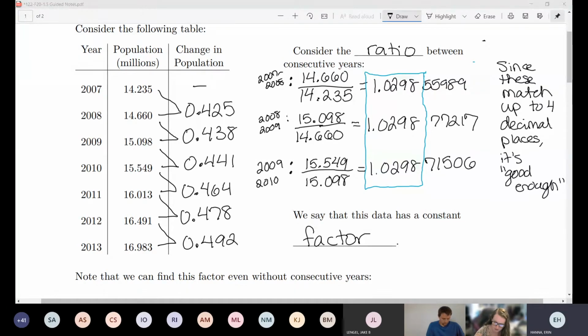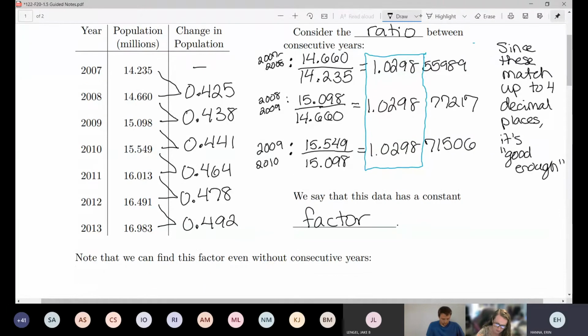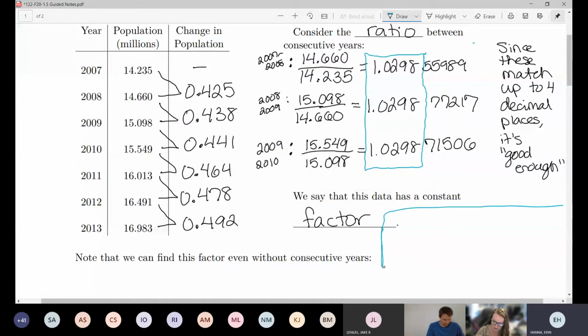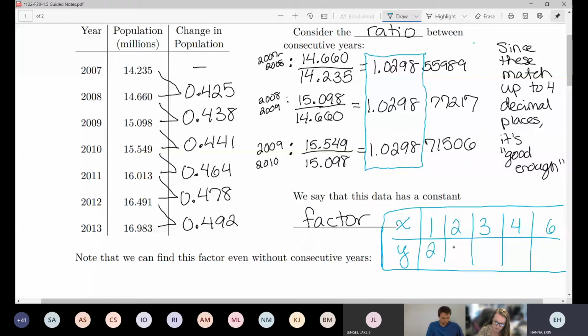So let me pull out, just off the top of my head, and I'll do it in a different color to try to keep it separate. Say we had another set of data: 1, 2, 3, 4, 6, and 2, 4, 8, 16, 64. I think with this one, it's easier to see what's happening. If I go from one y value to the next, I multiply by 2, right? To get from 1 to the next, I multiply by 2.